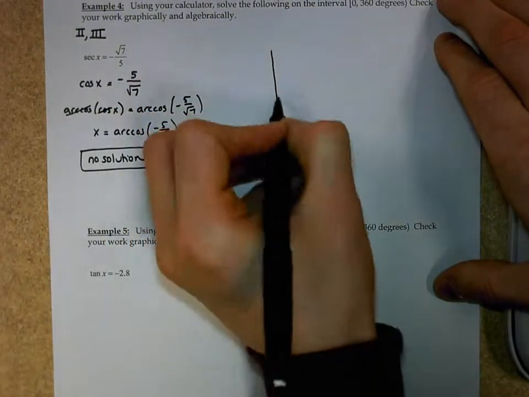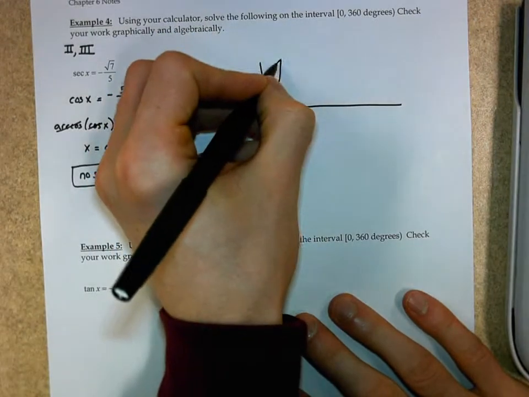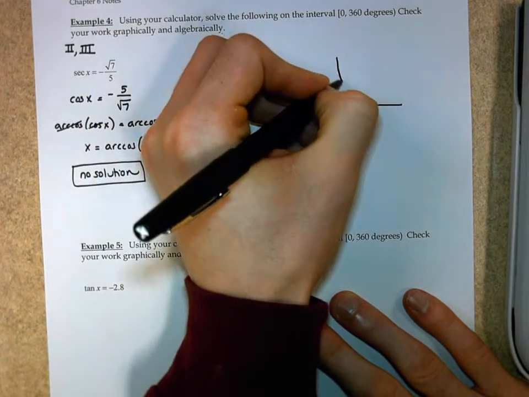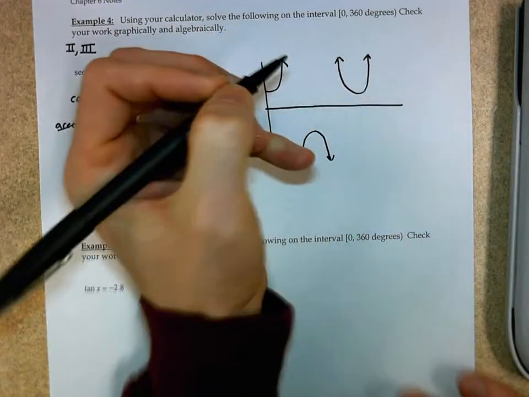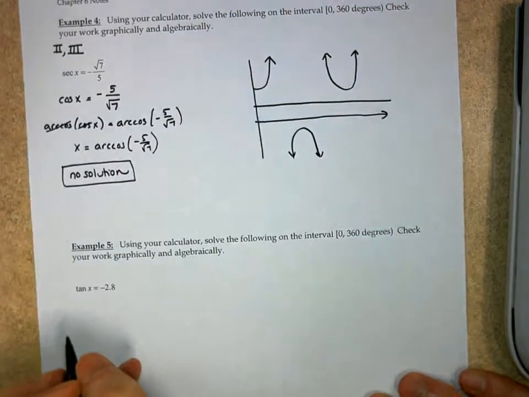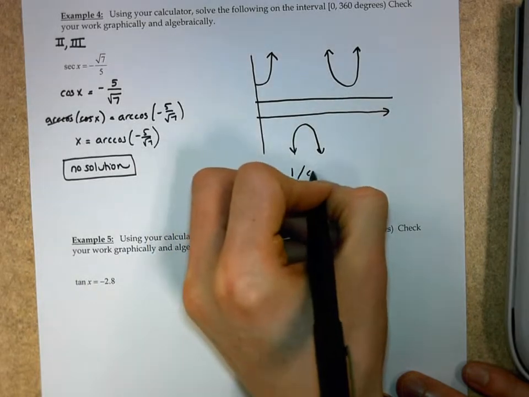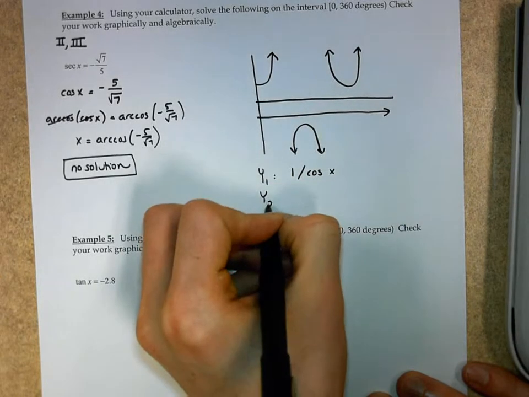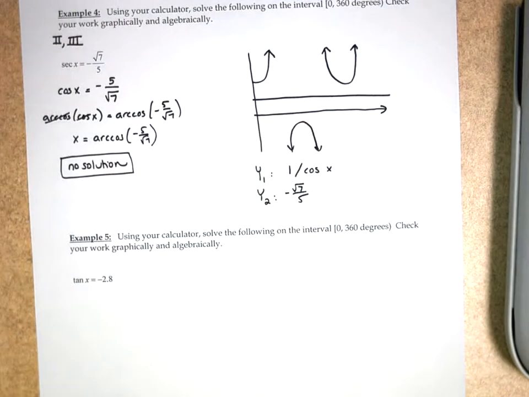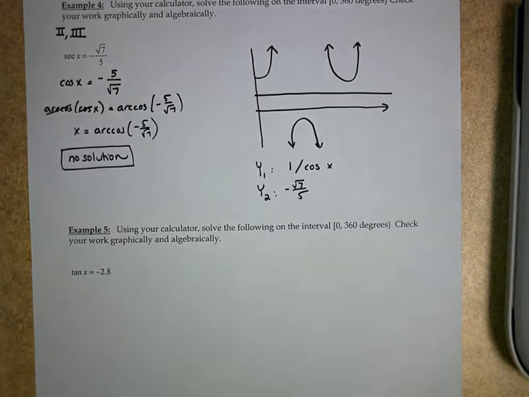So if I were to graph this out, just the part from 0 to 360 degrees, my secant does that like it normally does. My second graph, when it comes through, is right there. There's no points of intersection. So y1 is 1 divided by the cosine of x. y2 is negative square root of 7 over 5. And you can see there is no intersection, which is why there is no solution.